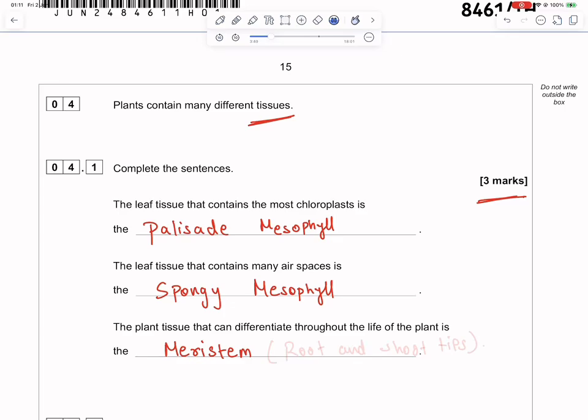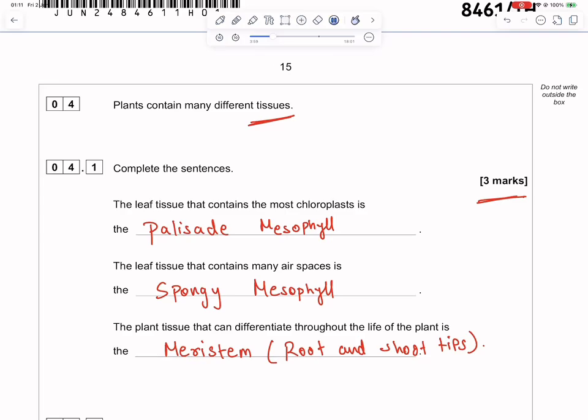And plant tissue can differentiate throughout its life, and the name of that tissue is meristem. And remember, meristem is found in root and shoot tips. This is not part of the answer. I'm just writing it down so that you can memorize where it is.